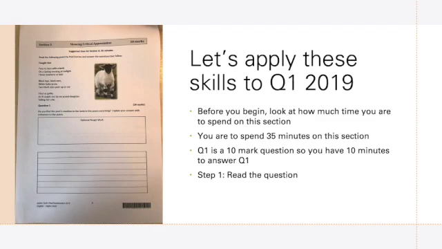So the first step is to just read the question. Before you read the text, in this case a poem, you're going to just read the question, all right? And the question here is, do you find the poet's reaction to the lamb in this poem surprising? Explain your answer with reference to the poem.